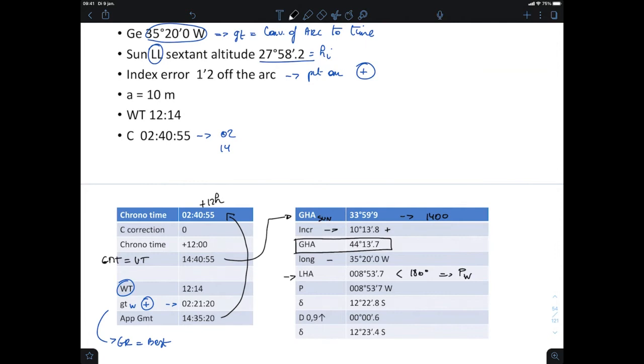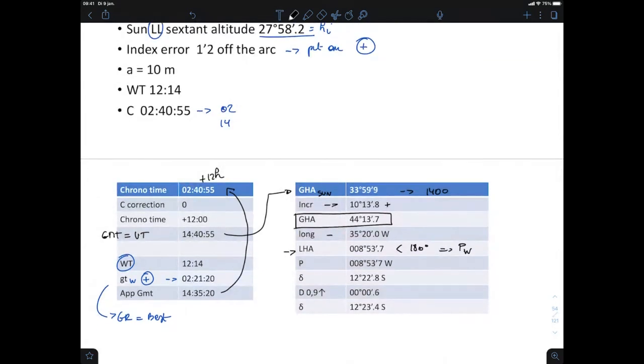So, in this case, our LHA is equal to our polar angle, which is west. And then another thing that we need for the ex-meridian tables is the declination. So we go again to our Nautical Almanac, and there we find a declination of 12 degrees 22.8 south. Our d value can be found at the bottom of the page. It's 0.9, and by inspection we see that the declination is increasing towards the south.